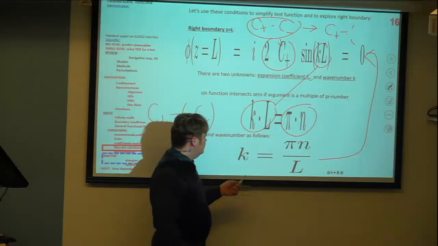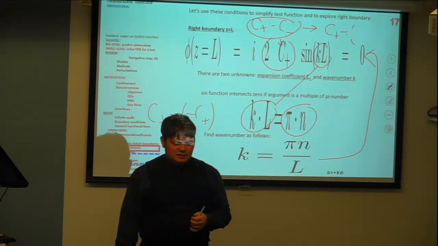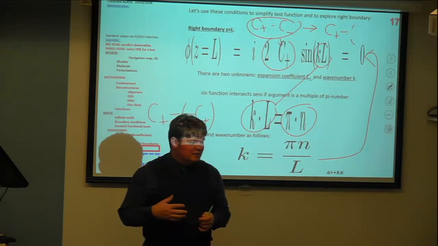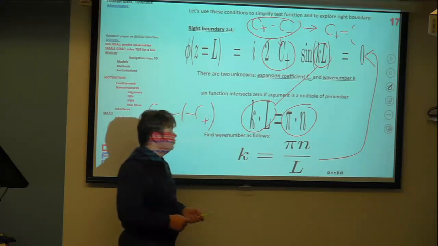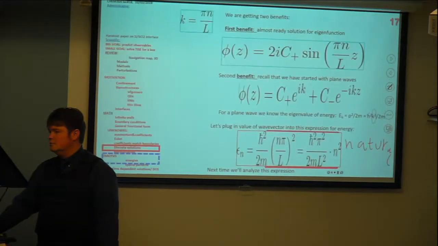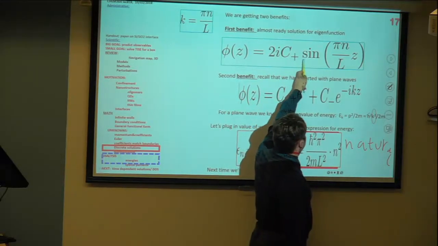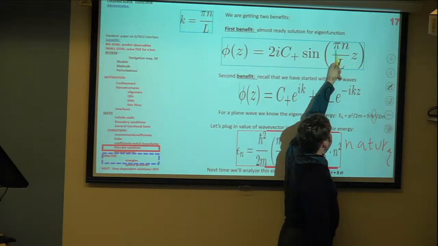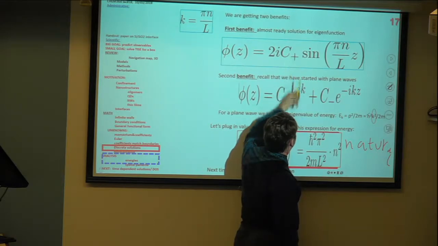It means if you interpret K as something related to the momentum, it is like traffic signs permitting only a discrete set of velocities. We cannot continue to accelerate, we can just take these specific values. So we know everything except C plus. So our wave function, which is almost ready, will be this sine, where k is replaced by pi n over L times the independent variable. And then we need to take care of this C plus.